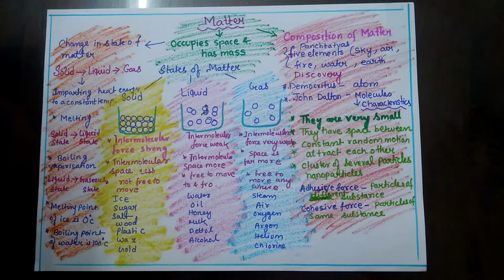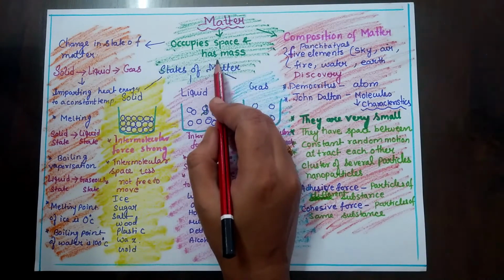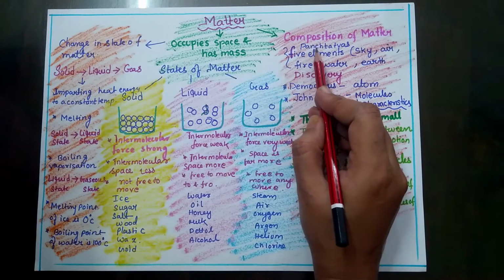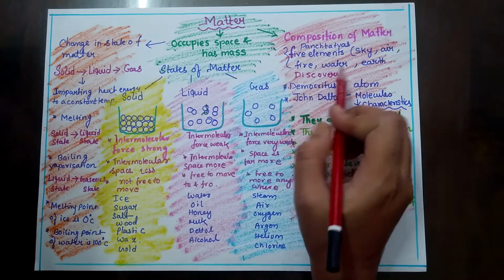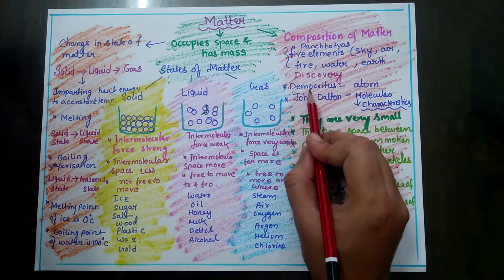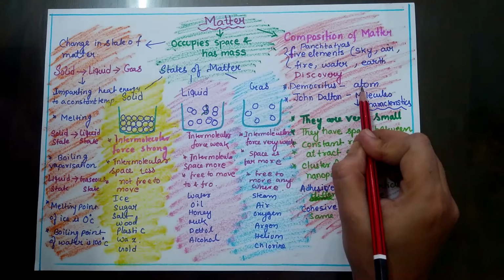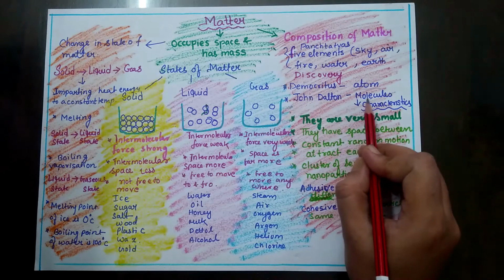Now let's quickly revise this whole chapter. Now what is matter? Anything which occupies space and has some mass is considered as matter. The matter is a composition of five tattva, the Panchatattva: the sky, air, fire, water and earth. If we talk about the discovery, Democritus discovered the term atom, which means the smallest particle. John Dalton found that matter is made up of molecules.